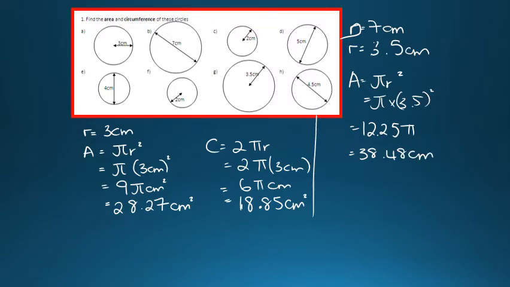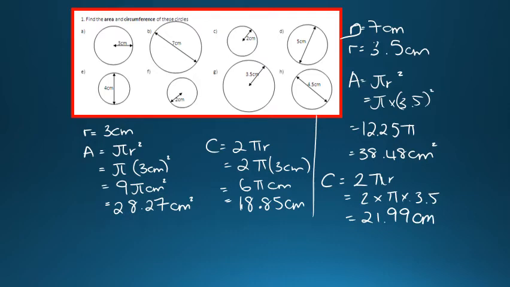38.48 centimeters squared. And I've just realized I made a mistake when I was doing the circumference previously. It's not squared because circumference is a length, it's just one dimension, so it's just centimeters. So area is squared, length is not. And then finally the circumference here is 2 pi r, so that's 2 times pi times 3.5. That works out to give us 21.99 centimeters.